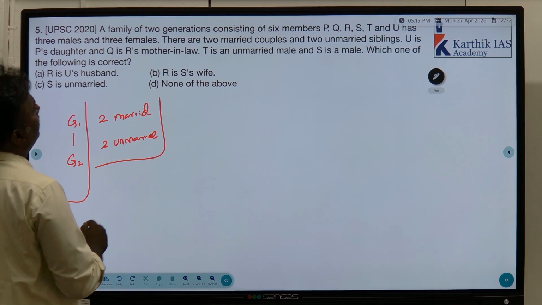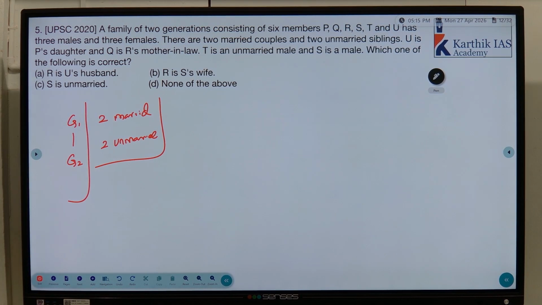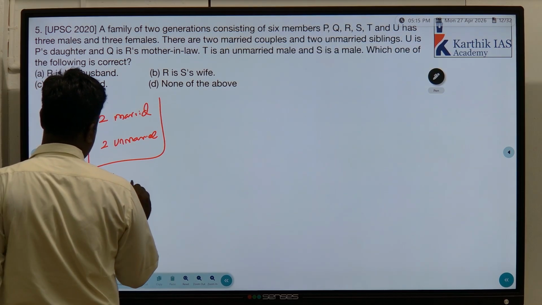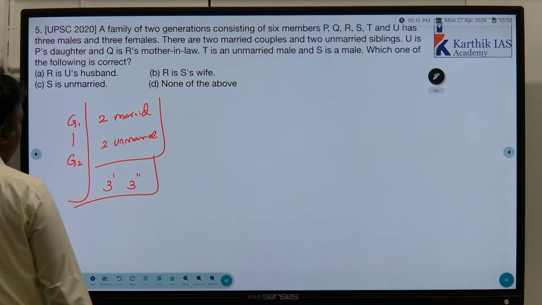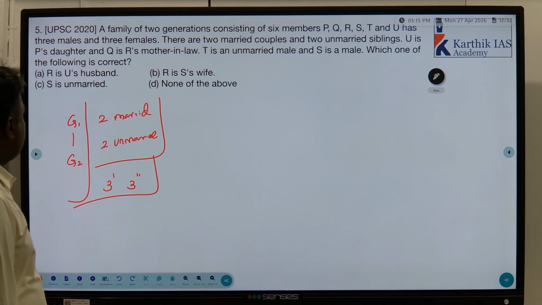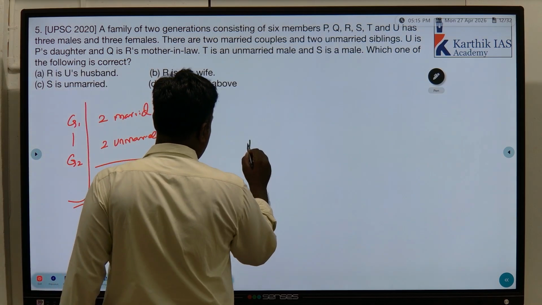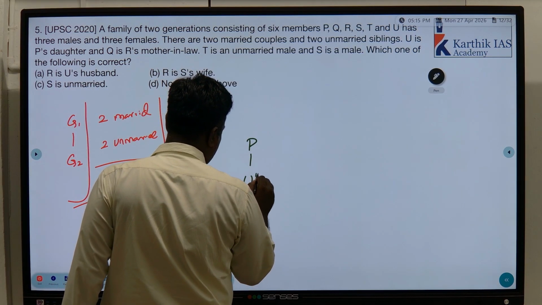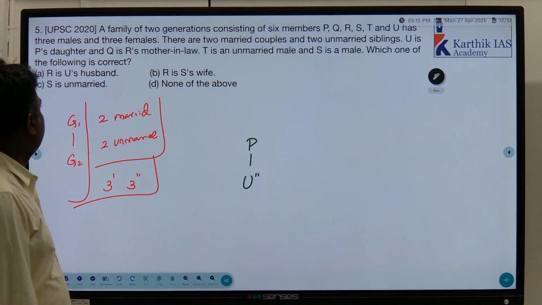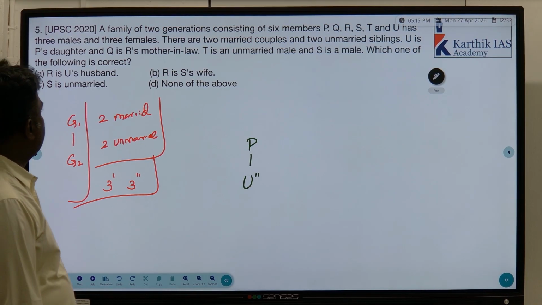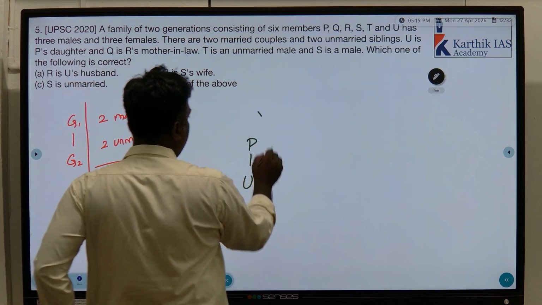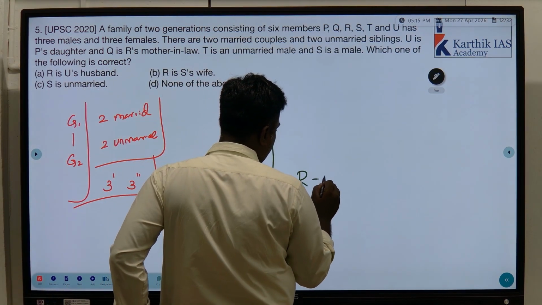Three male and three female, that is also given. All these things are notes. We have to be careful while applying. Okay. U is P's daughter. So only two generations. So P and U are in different generations. Correct? Clear? And U is P's daughter and Q is R's mother-in-law.